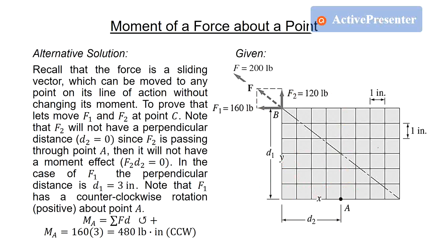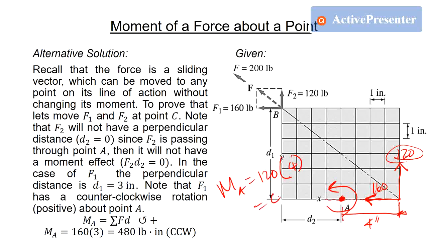If we transfer it to another point again, we transfer it here, 120 and this is 160. So 160 will not have a moment effect about point A because there is no distance and the force is passing through the point, meaning its line of action is intersecting the point. So we only have 120. The distance of 120 about point A is 4 inches. So the effect is counterclockwise. The moment about point A is 120 times 4. So the answer is still the same, 480 pound-inch.